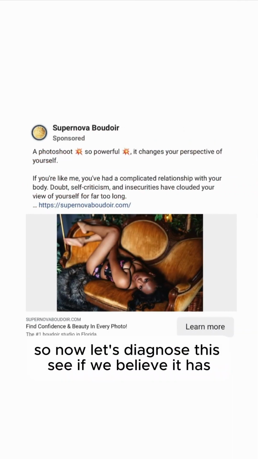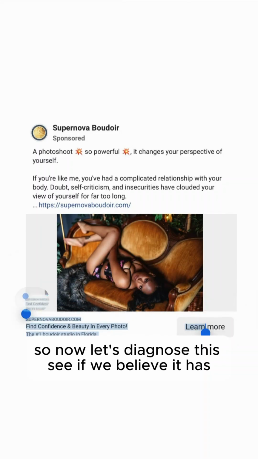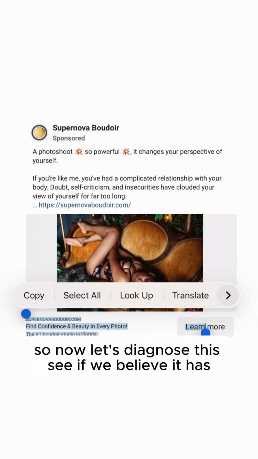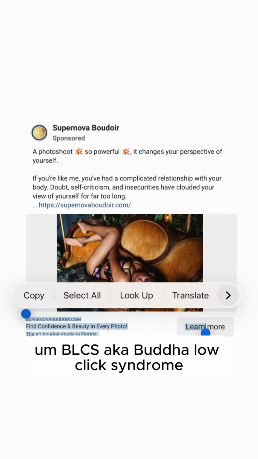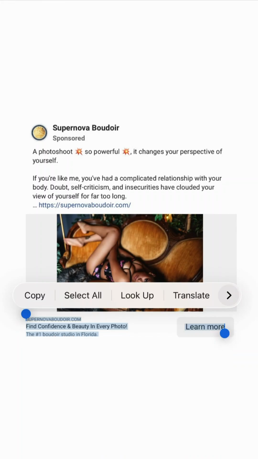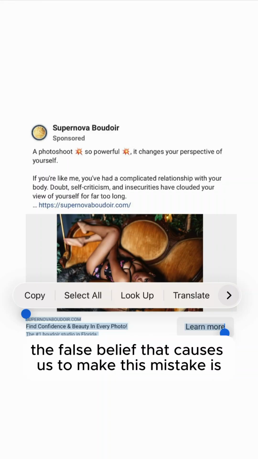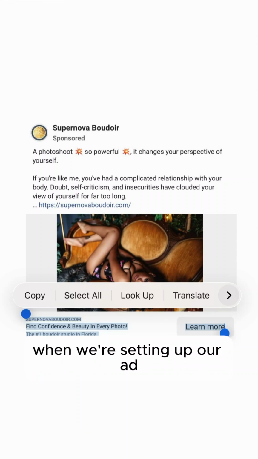So now let's diagnose this, and see if we believe it has BLCS, aka Boudoir low click syndrome. So looking at here, we've got the below creative cluster mistake. The false belief that causes us to make this mistake is that we're trusting what Facebook tells us to fill out when we're setting up our ad is what we should fill out.